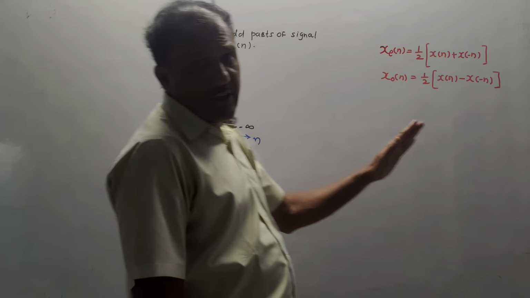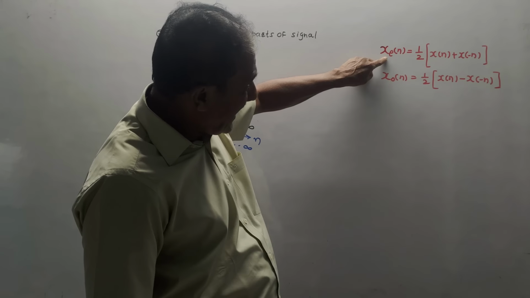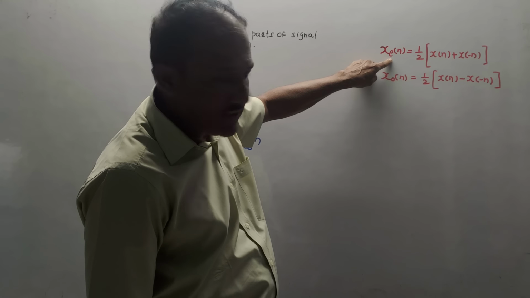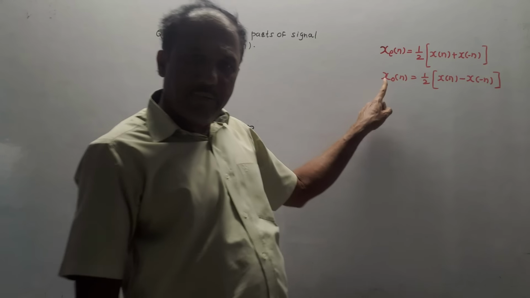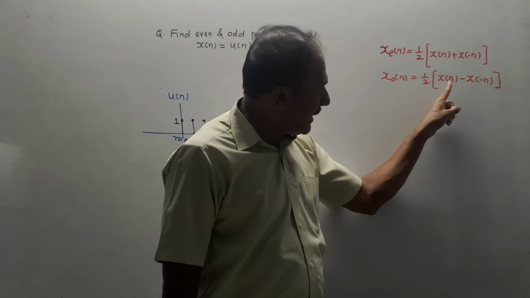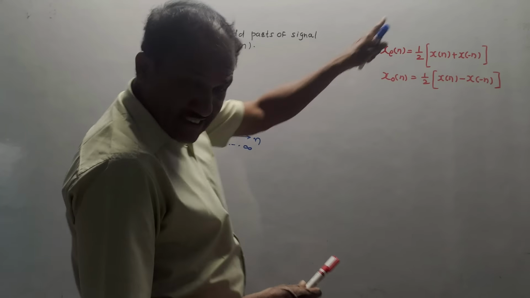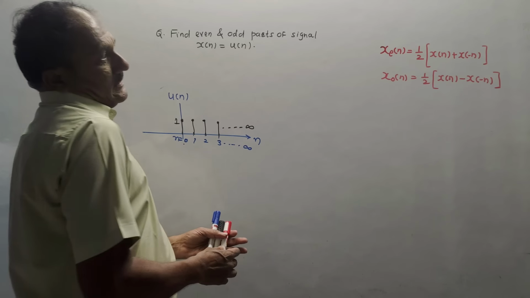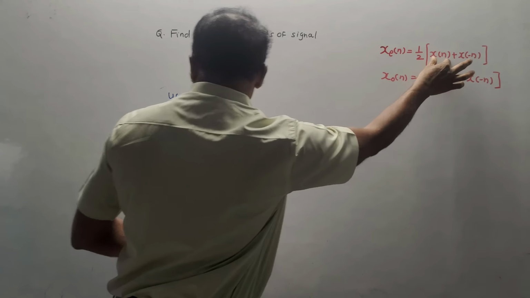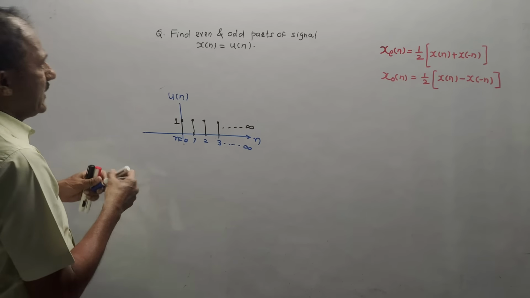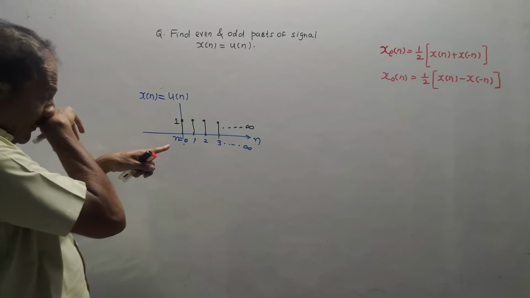Now recall the formulae to calculate the even and odd parts. The even part is denoted by x e of n, where suffix e stands for even part. The formula is 1/2 times x of n plus x of minus n. The odd part is denoted by x o of n. The formula is 1/2 times x of n minus x of minus n. Now I need to sketch the diagrams and then write the answers. The first part is 1/2 times x of n plus x of minus n. I have the signal x of n because in the question x of n is given as u of n. So this is the diagram of x of n. I have drawn it for your reference.